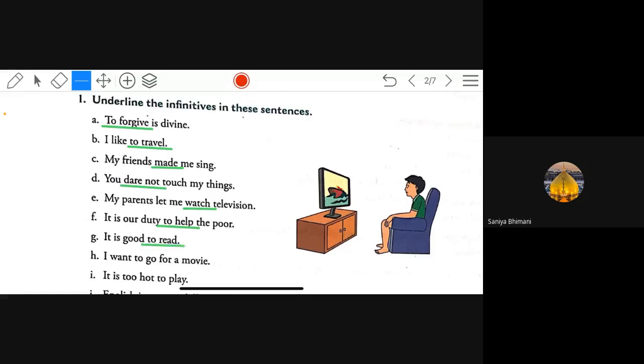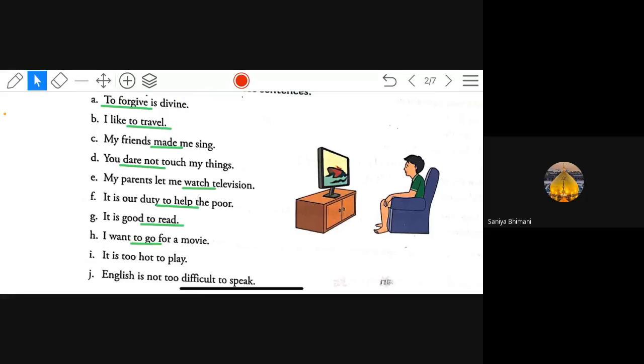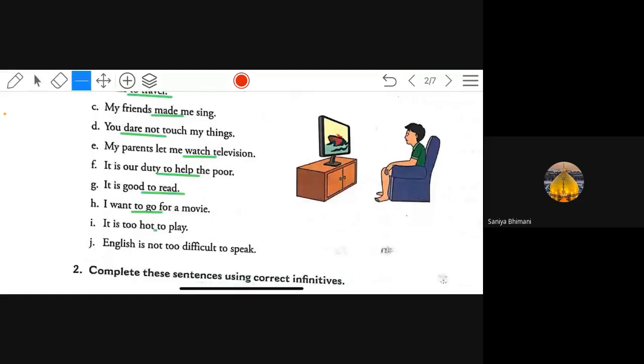I want to go for a movie. To go. It is too hot to play. To play. English is not too difficult to speak. Too difficult. To speak, only that much. "Too" will not come. That is not infinitive.